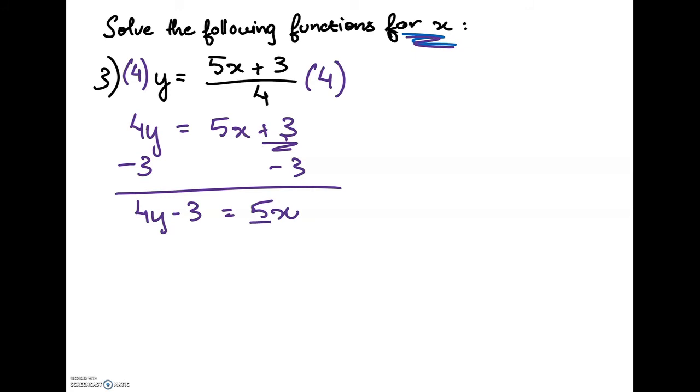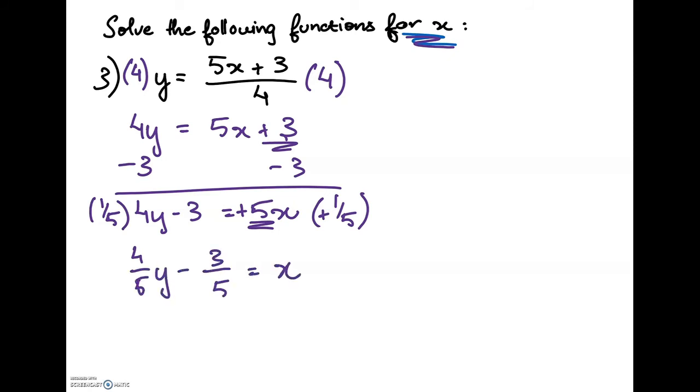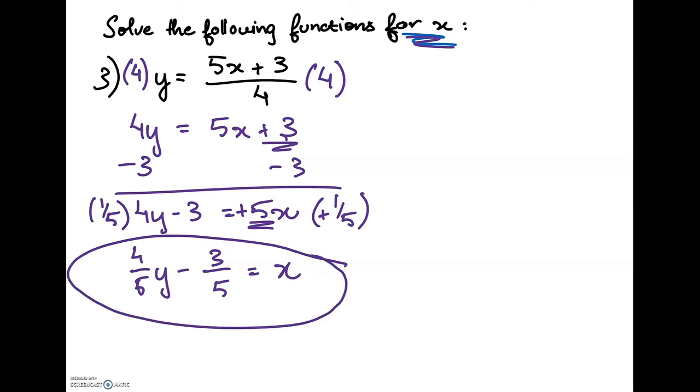And now we want to get rid of this 5, so let's multiply by the reciprocal. We have positive 5 over here, so this will stay the same. And let's multiply both sides by 1/5. So we'll get 4/5 y minus 3/5, which is equal to x, and that is our final answer. And let's move on to our next equation.